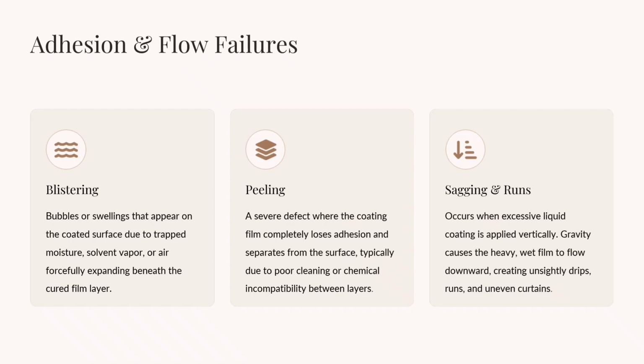The second defect is peeling. This is a serious adhesion problem where the coating separates completely from the surface. It usually occurs because of poor surface preparation, contamination, or incompatibility between coating layers. The third defect is sagging and runs. This occurs when too much liquid coating is applied, especially on vertical surfaces. Due to gravity, the wet coating flows downward, creating drips, runs, and an uneven finish. Proper surface preparation, correct coating thickness, and controlled application methods help prevent these defects.